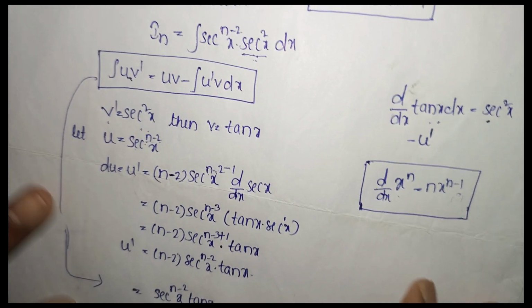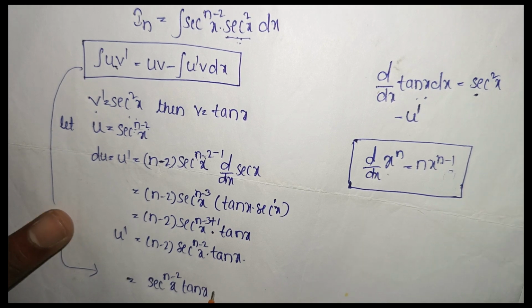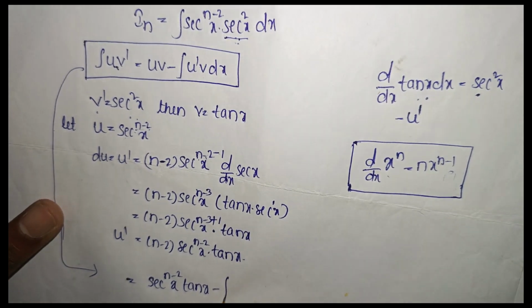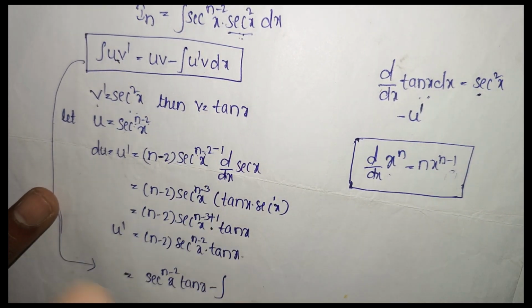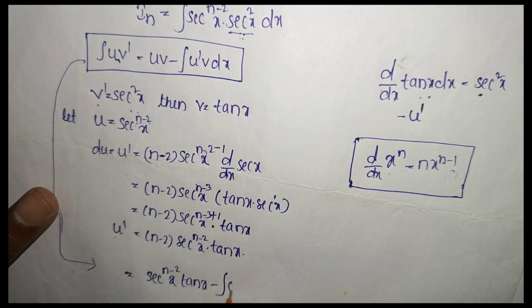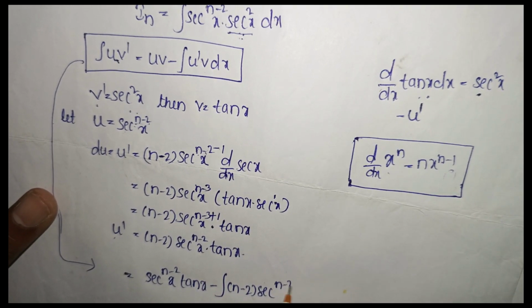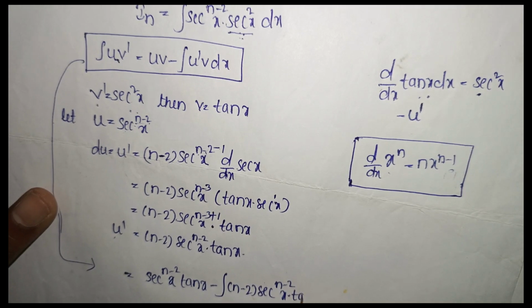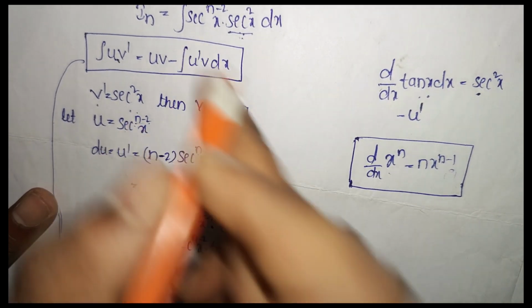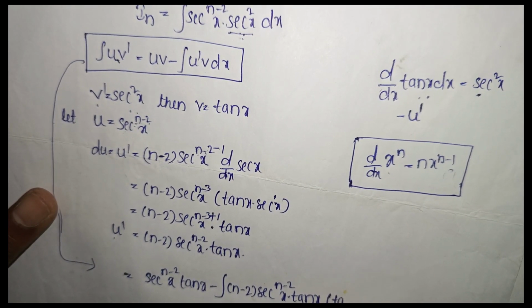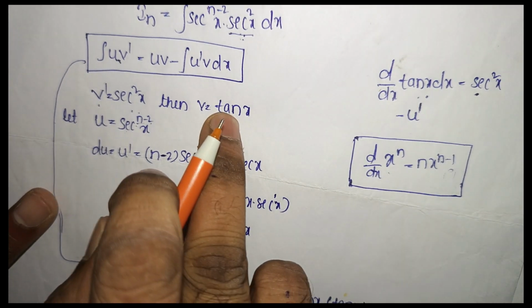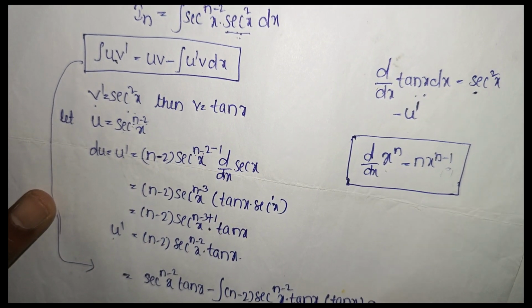Tan x minus the integration of u dash. What is u dash? Here it is n minus 2 secant to the power of n minus 2 x tan x into v. What is v? Tan x. V is tan x into dx.